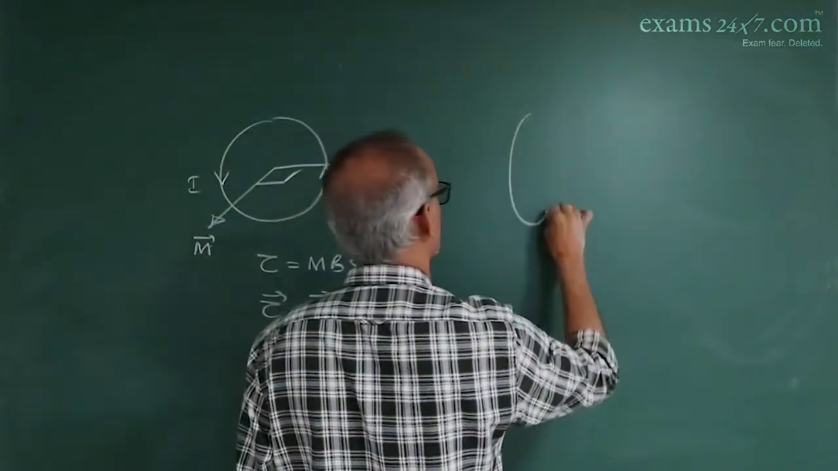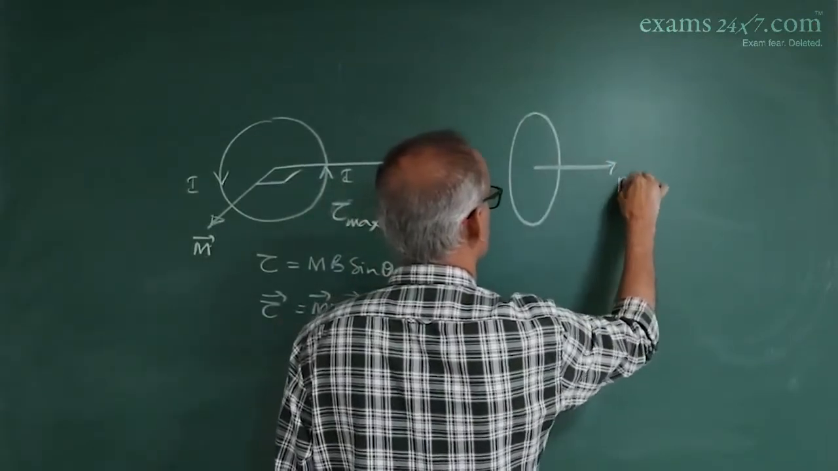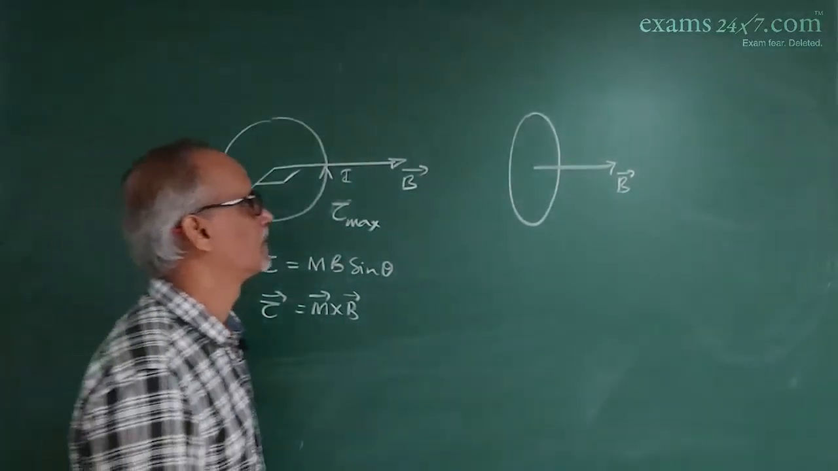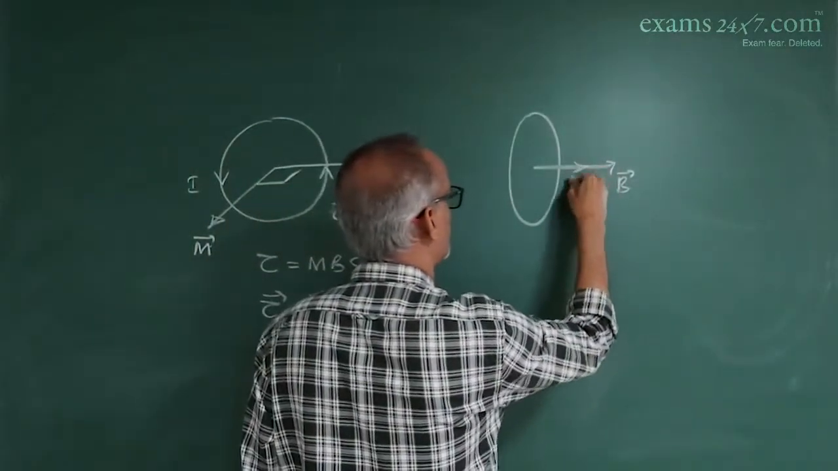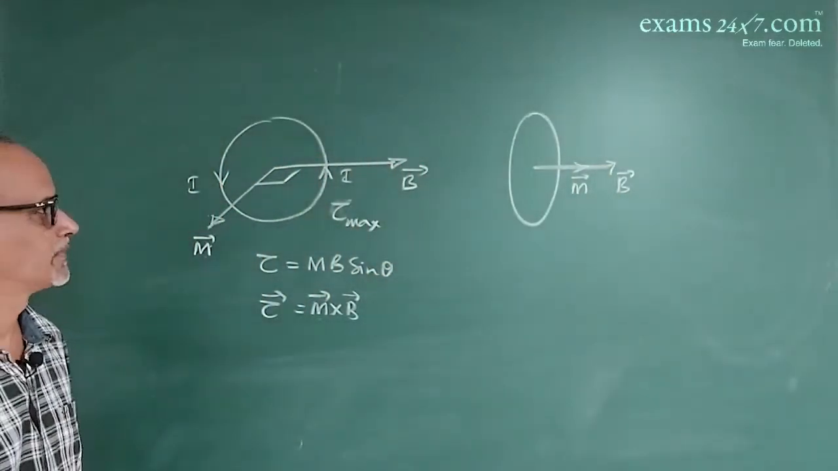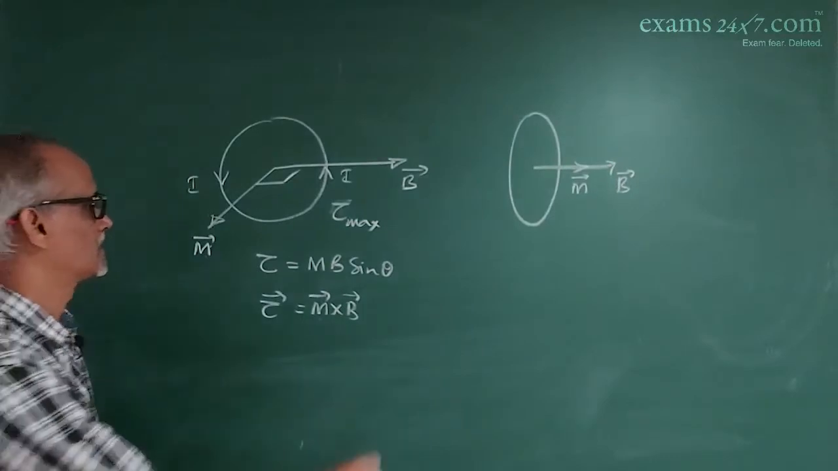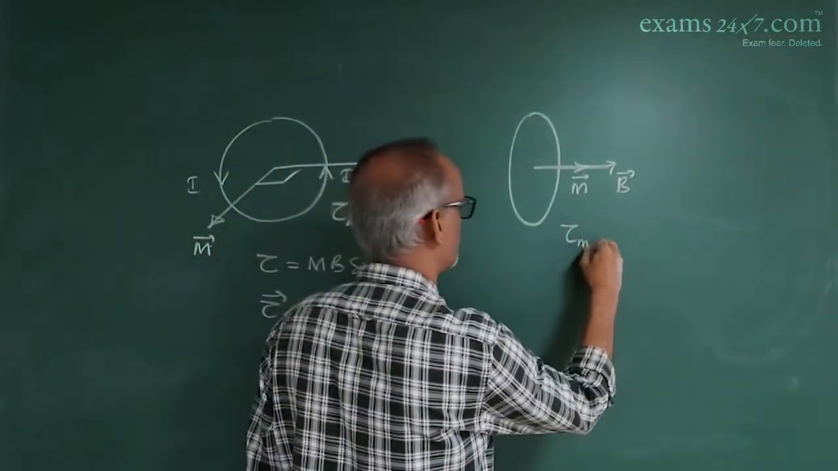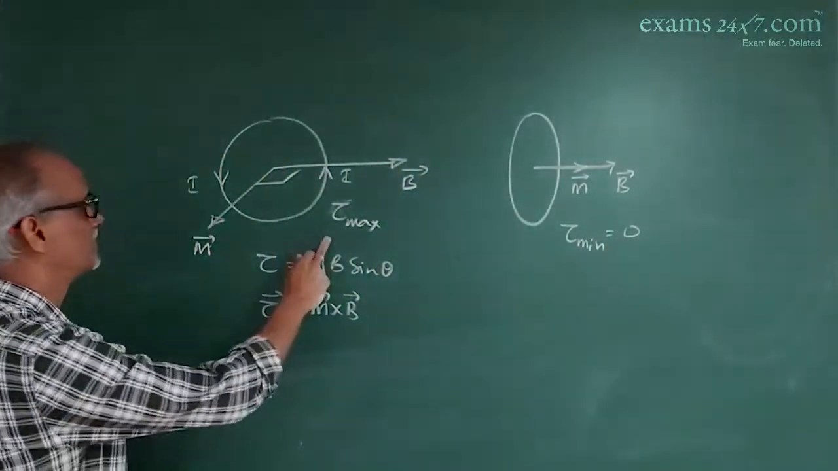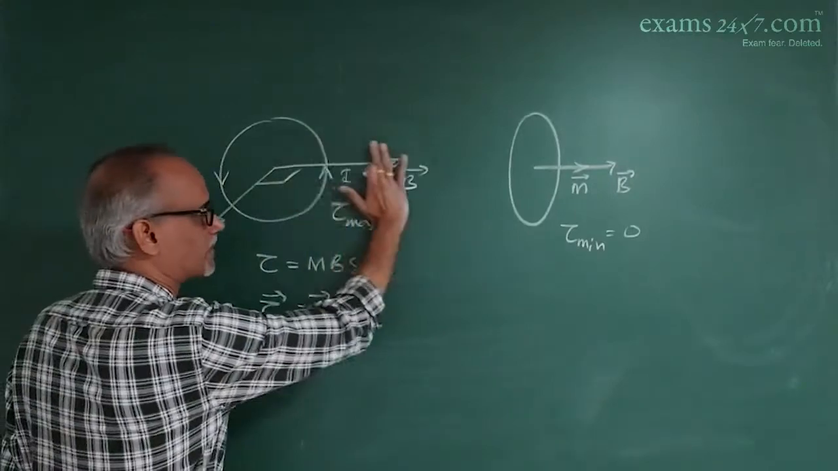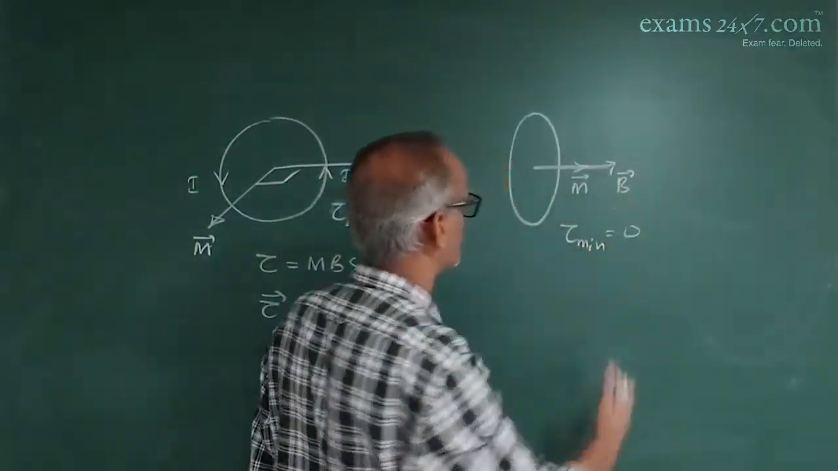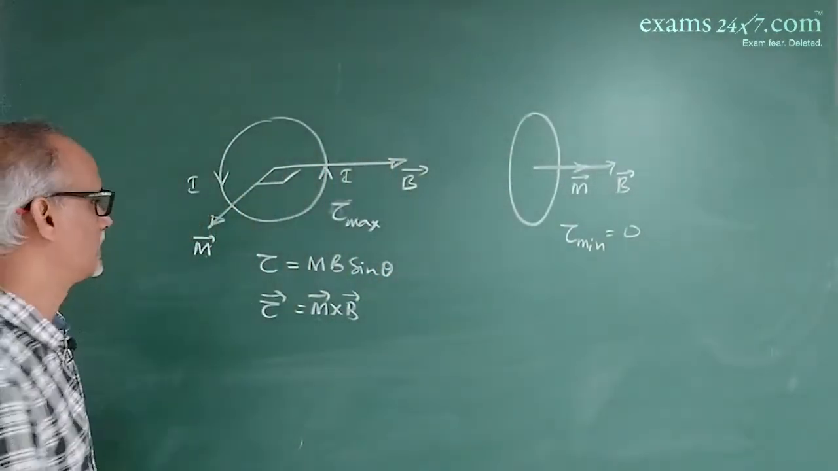If the coil is placed in such a way that the plane of the coil is perpendicular to the field, whereas the magnetic moment is parallel to the field, then the angle between the two vectors is 0, sine 0 is 0, so in this case the torque is minimum, which is 0. So torque is maximum if the plane of the coil is in the direction of the magnetic field. The torque is minimum when the plane of the coil is perpendicular to the magnetic field.